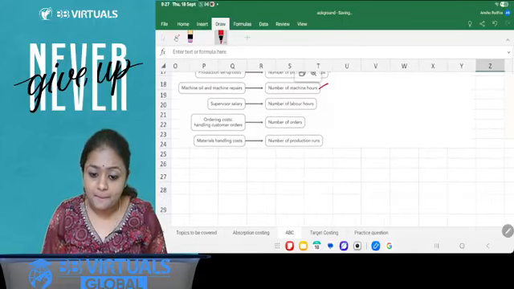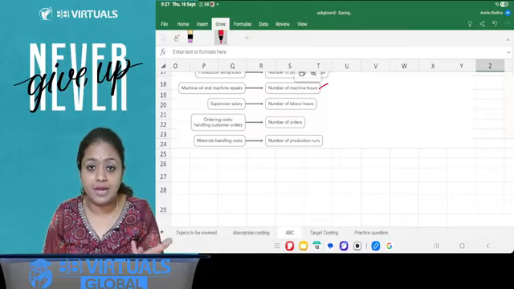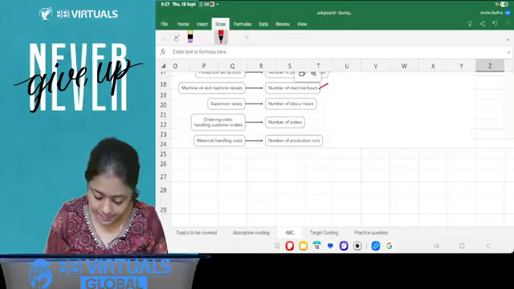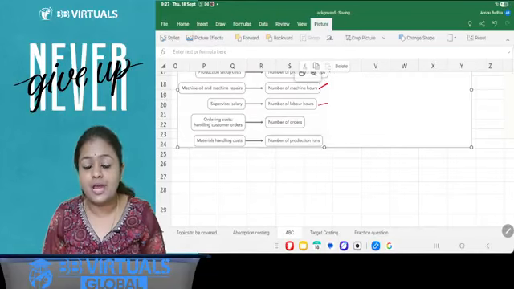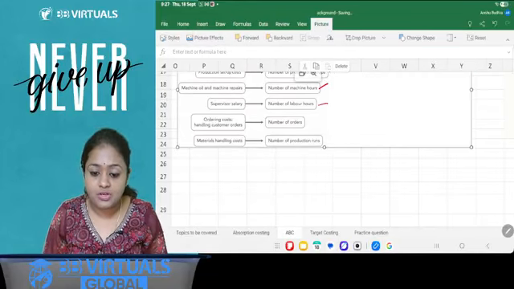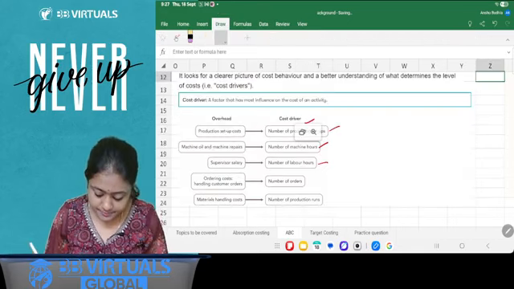Supervisor salary. Best cost driver will be labor hours because supervisor is the labor. Ordering cost or handling customer orders. Best cost driver will be number of orders.